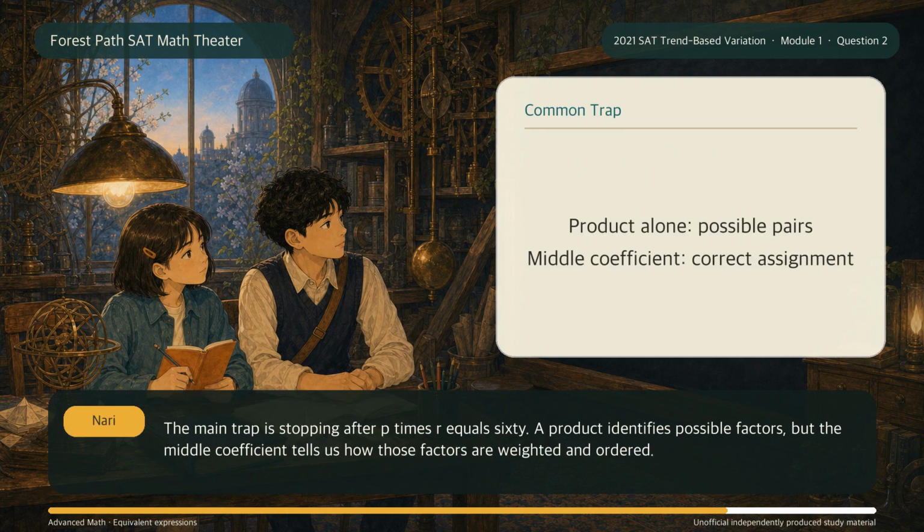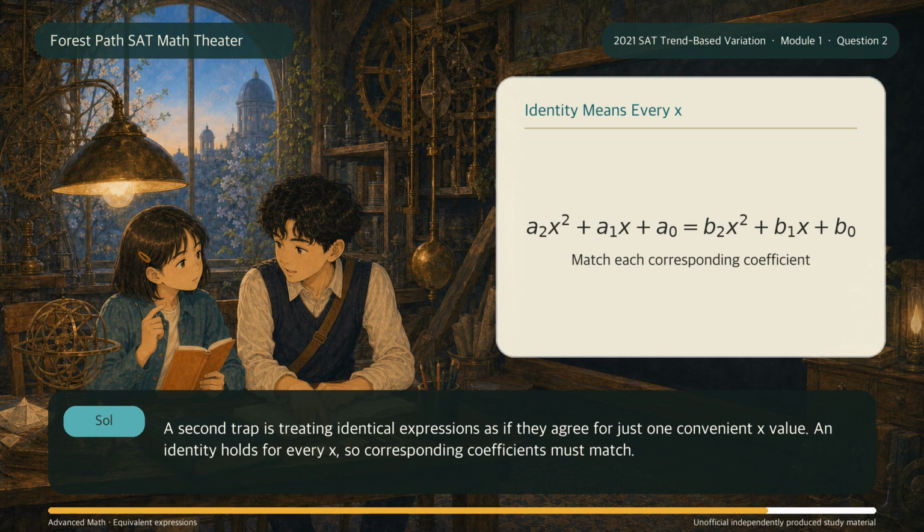The main trap is stopping after p times r equals 60. A product identifies possible factors, but the middle coefficient tells us how those factors are weighted and ordered. A second trap is treating identical expressions as if they agree for just one convenient x value. An identity holds for every x, so corresponding coefficients must match.